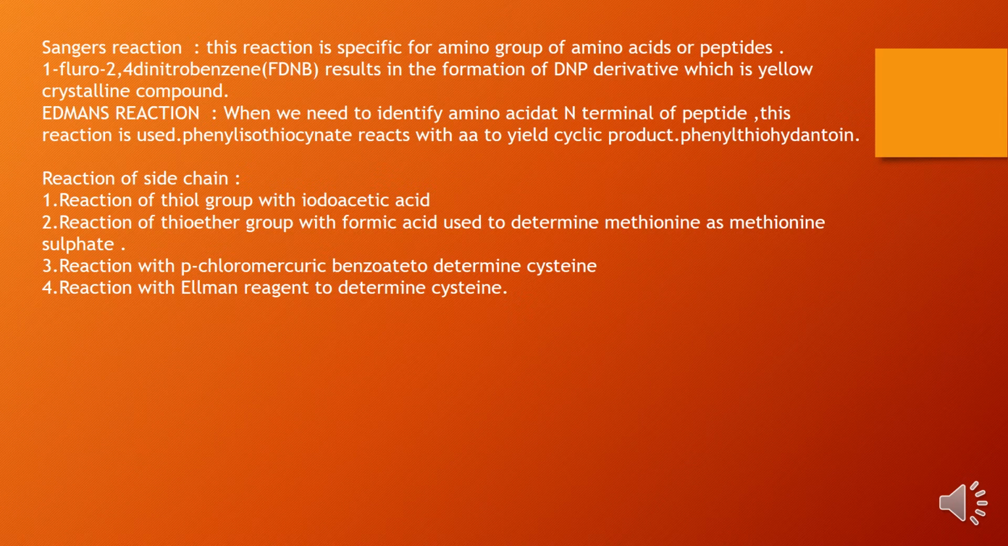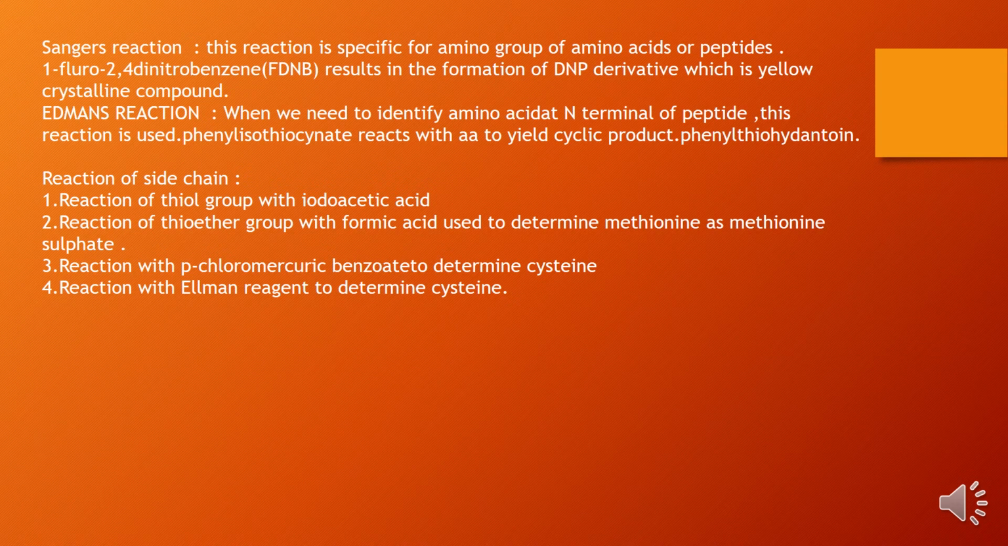Edman's reaction. When we need to identify the amino acid at the N terminal of a peptide, this reaction is used, with phenyl isothiocyanate. Phenyl isothiocyanate reacts with the amino acid to yield a cyclic product called phenylthiohydantoin.